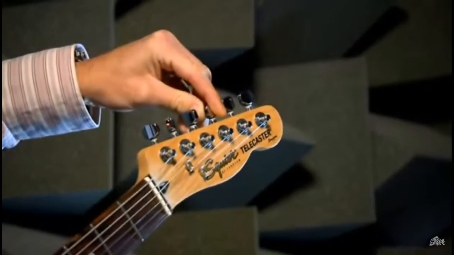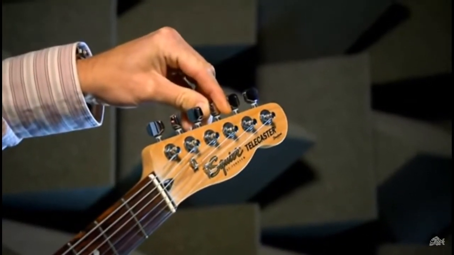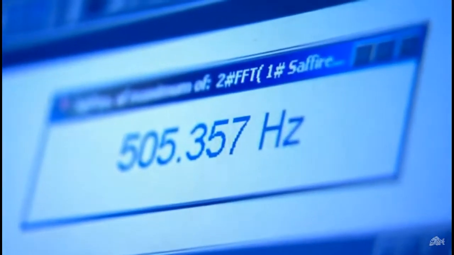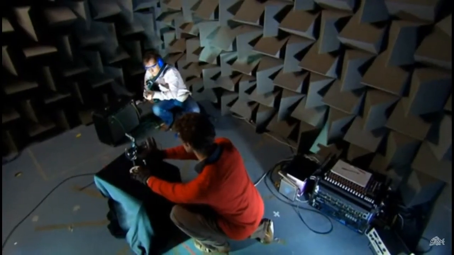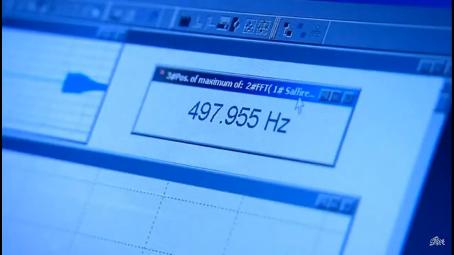Scientists calculate that frequency by counting the number of vibrations per second. The glass vibrates nearly 500 times a second. And this frequency is its fatal flaw.